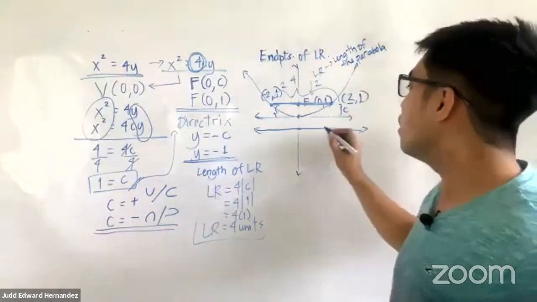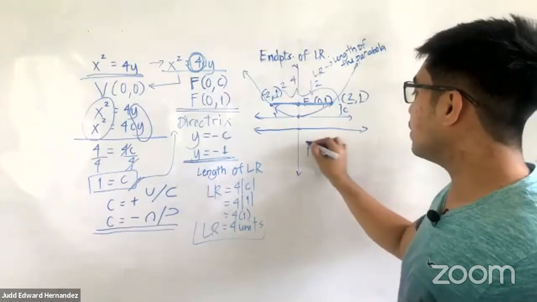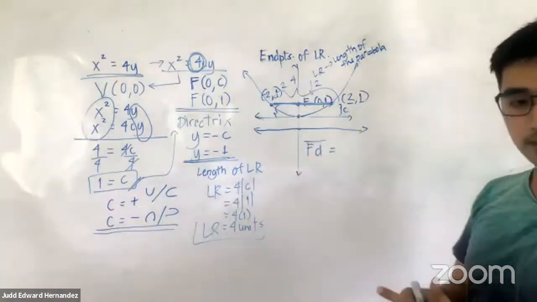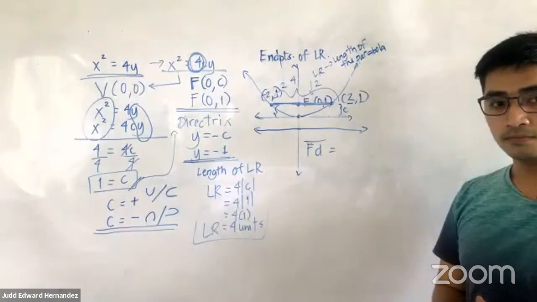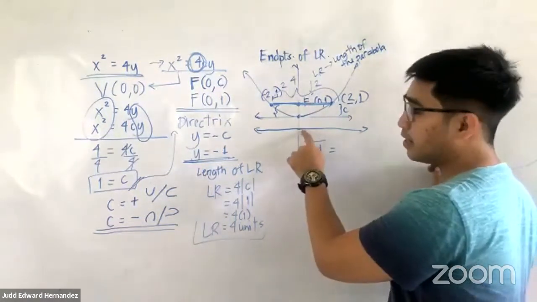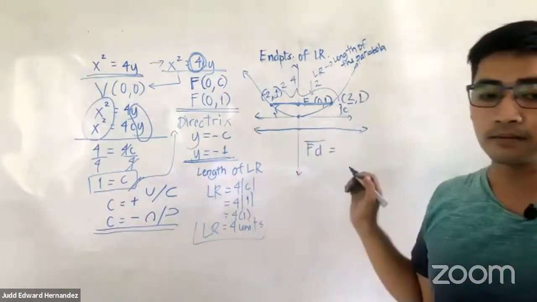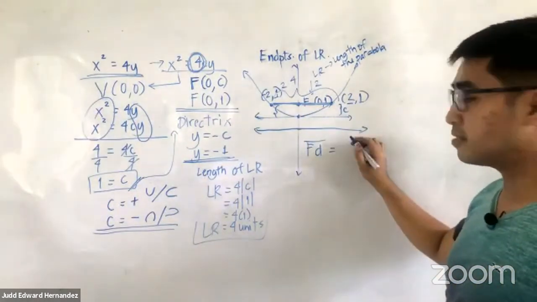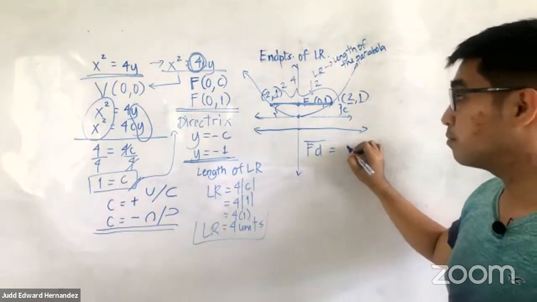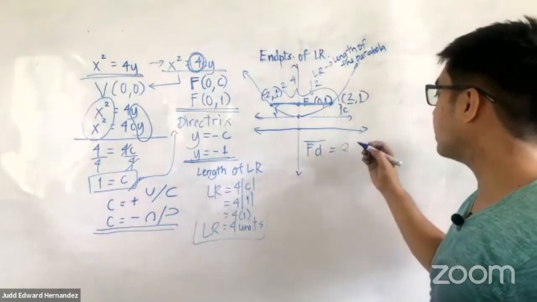So what if we're now asked to get the distance from the focus going to the directrix? Okay, ano daw yung distance? From the focus going to the directrix, this is the directrix. From the focus going to the directrix. Negative 1. No, distance. That is 2. Very good. That is 2.